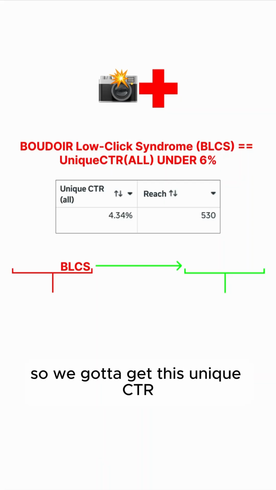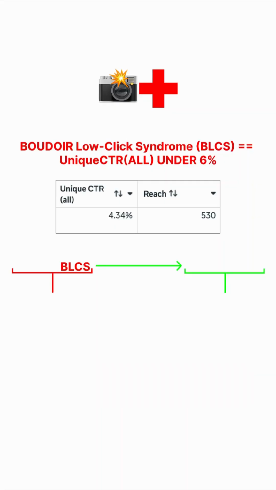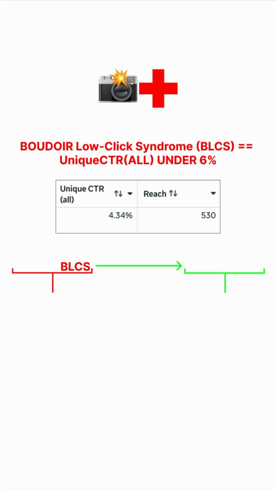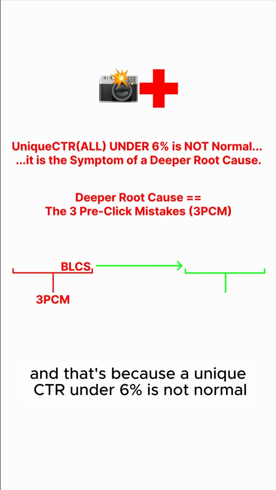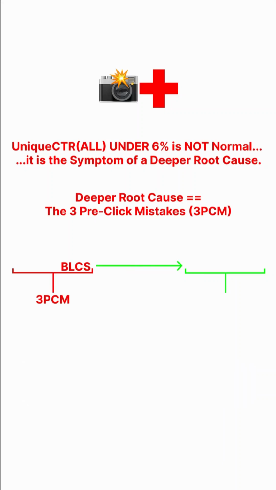So we gotta get this unique CTR number up as high as possible, so we maximize the number of women who actually have a non-zero chance of buying from us, and we got to get above 6%. 6% is literally the minimum. That is the lowest we should ever be, because a unique CTR under 6% is not normal. It is actually the symptom of a deeper root cause. And that deeper root cause is the 3 pre-click mistakes.